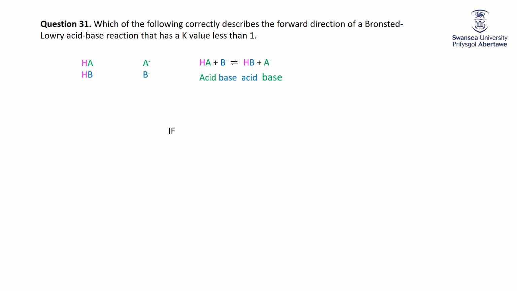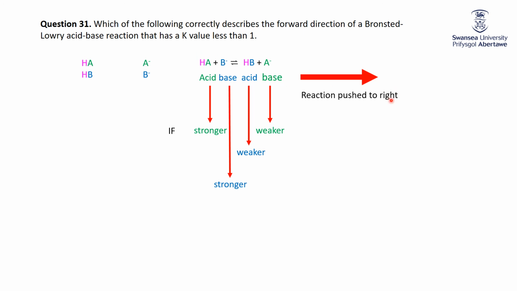Now let's look at the situation in which HA is the stronger acid. Well, if HA is the stronger acid, that means A minus must be a weaker base. So what we've got here is the stronger acid on the left-hand side, weaker base on the right-hand side. Well, let's throw in the rest of these things, shall we? If A minus is the weaker base, B minus must be the stronger base, and HB must be the weaker acid. So what you see here is you've got the stronger acid on one side. It's got to be accompanied by the stronger base. So the stronger acid and the stronger base on the left-hand side react together. They will push the reaction to the right.